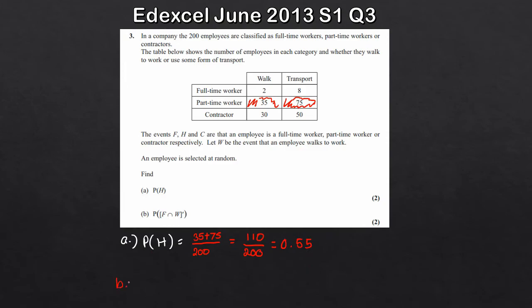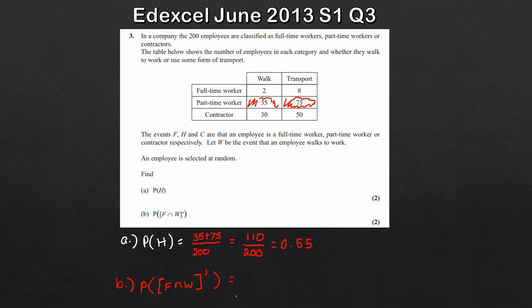And then part B here, we'll stick to red, seeing as we've started in it. This one's a bit trickier. We're looking for the probability of the intersection here of F and W. So F and W. But then we take the complement. Remember this little dash, this is the complement, okay? So we're taking the complement. So what I'd do here is I'd work out F intersection W and then just take the complement. That would be the easy way to do it.